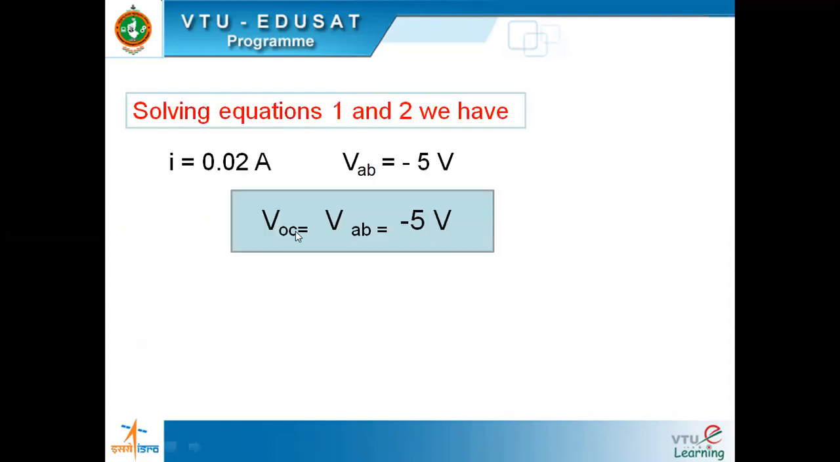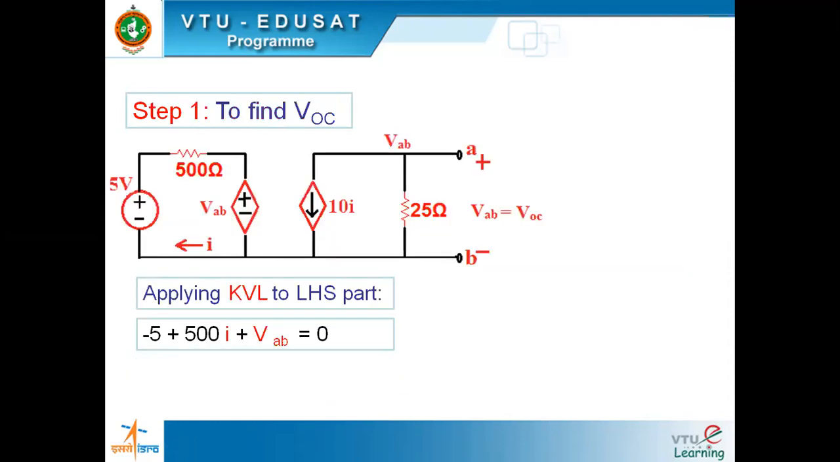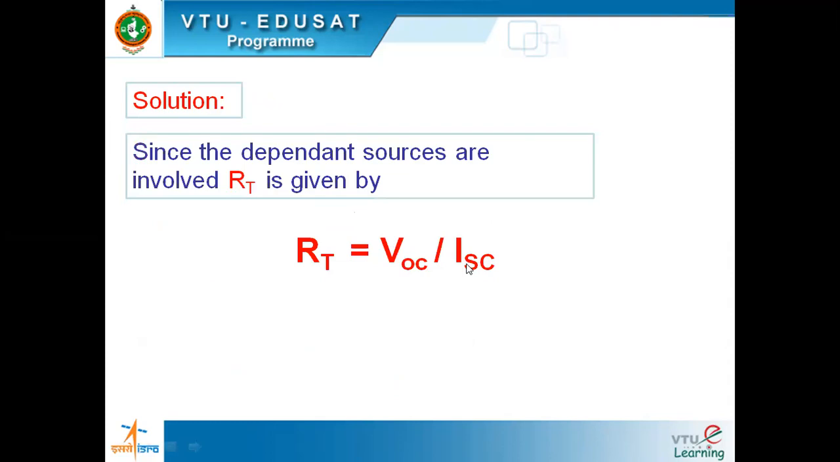Now, for the first time, our VOC happens to be a negative entity, so we need to be a little careful. Everybody just observe how to find RT. RT is VOC by ISC. We have found VOC and it is negative. But the resistance that we find has to be a positive entity.